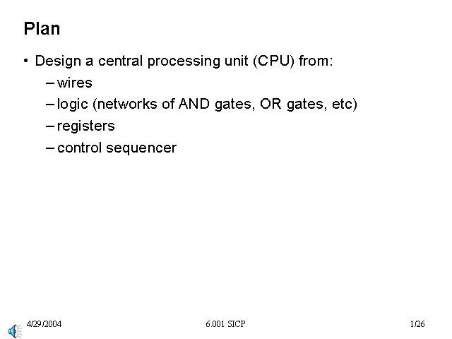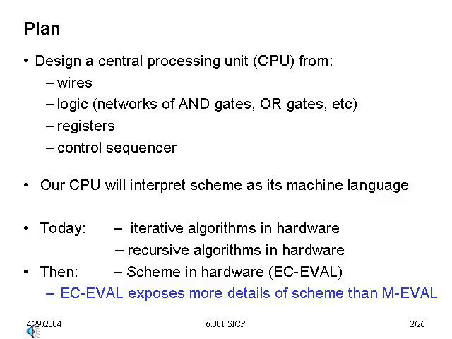That is, rather than building up abstractions in terms of describing evaluation, we're going to go down into the details of the machine and build a CPU, a central processing unit. We're going to design a CPU simply assuming that we have available some wires, some logic, little networks of gates if you like, some registers to hold values, and a sequencer that controls how information is moved around within these registers.